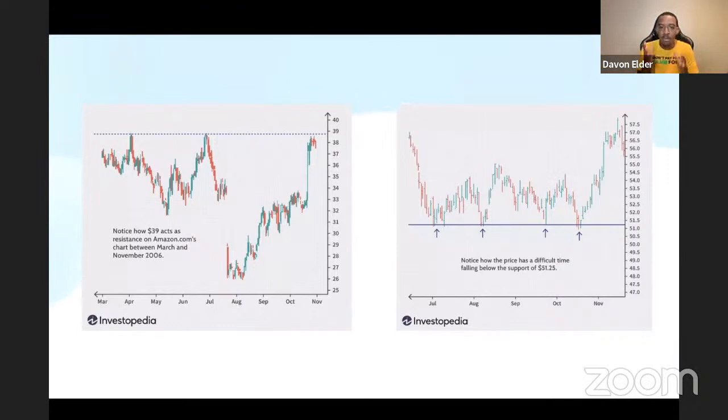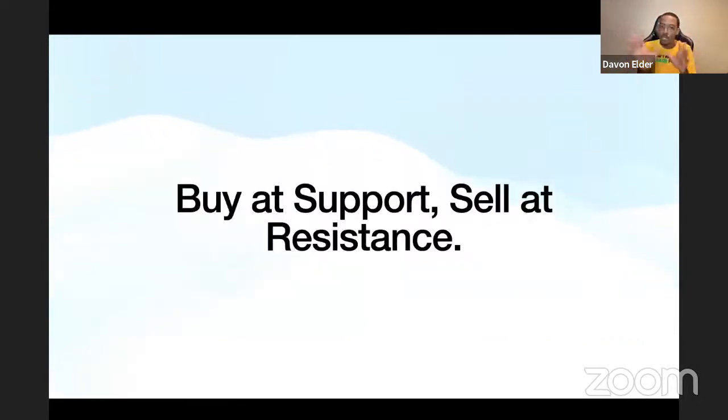And so we have to keep in mind support and resistance levels combined with the most dominant trend for the stock. Simply put, buy at support, sell at resistance, especially when you're bullish.